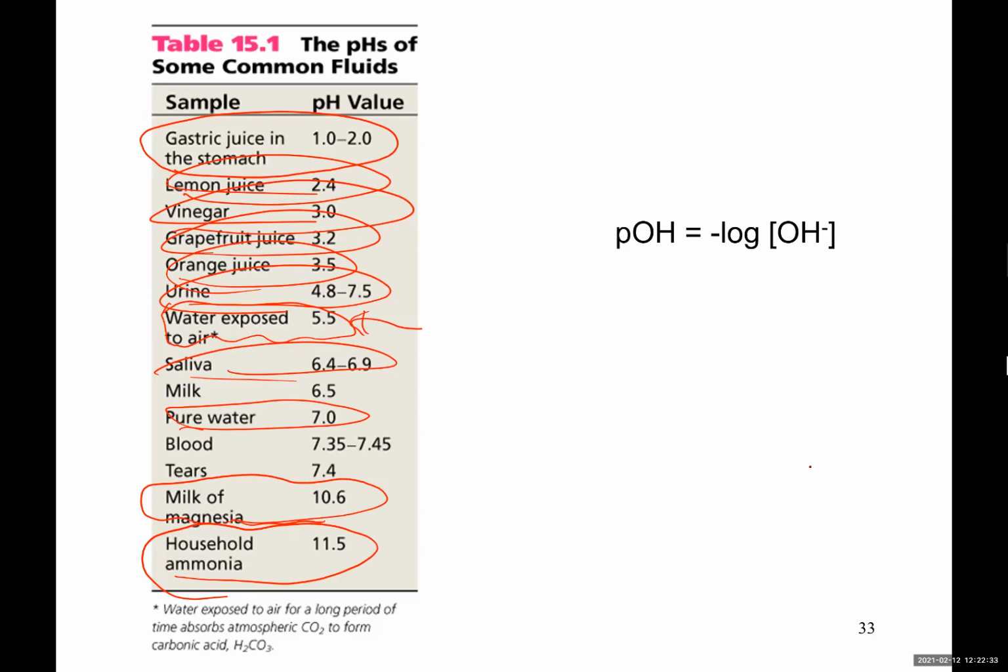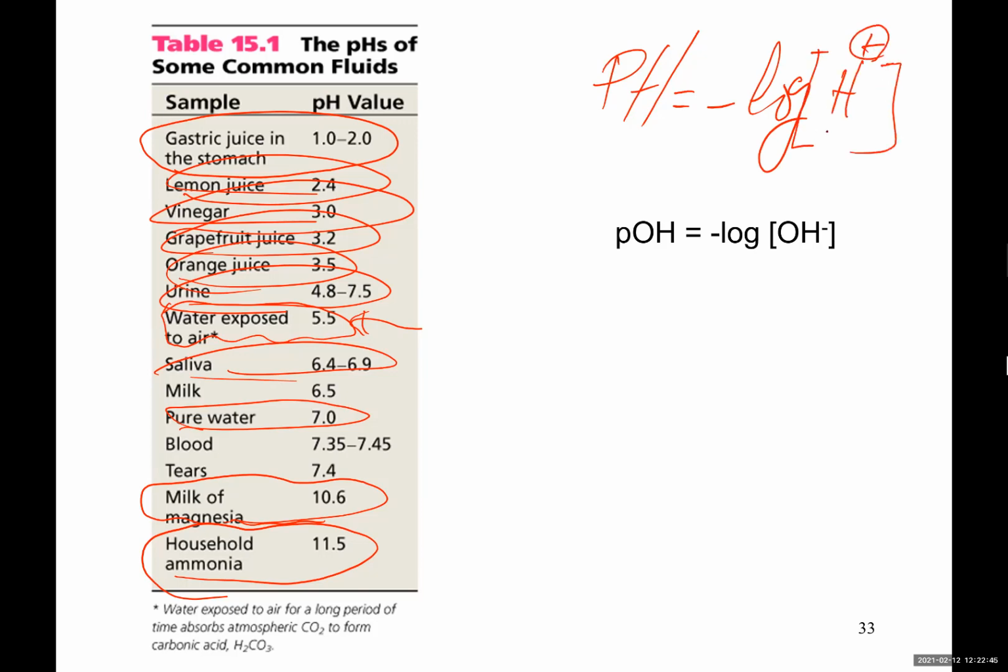Guys, the same way I define pH as negative log of hydrogen ion, the letter p in chemistry means minus log. If I say pOH, it's minus log of OH minus. If I say pH, it's minus log of hydrogen ion. So you can determine pH and pOH of a given solution.